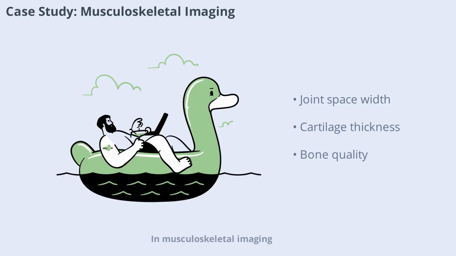In musculoskeletal imaging, quantitative methods are used to assess joint space width, cartilage thickness, and bone quality. These measurements are important for diagnosing arthritis, monitoring injury recovery, and evaluating treatment outcomes. Quantitative research validates these techniques and ensures their clinical utility.